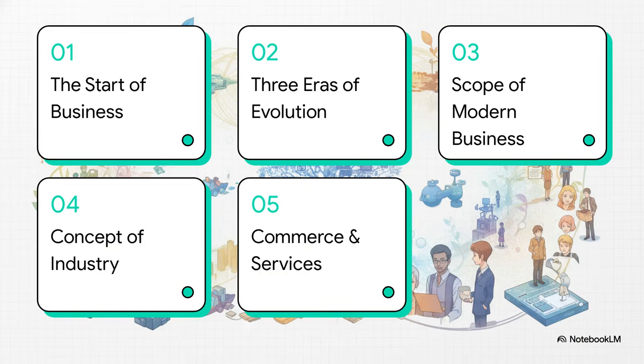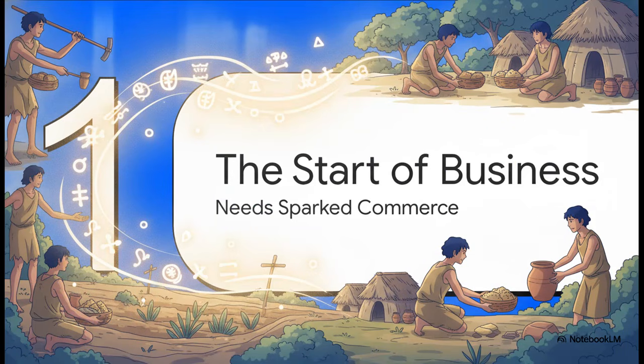So here's our roadmap for today. We're going to look at the start of business, check out its 3 eras of evolution, explore the scope of modern business, break down the concept of industry, and wrap up with commerce and direct services. Okay, part 1, the start of business.